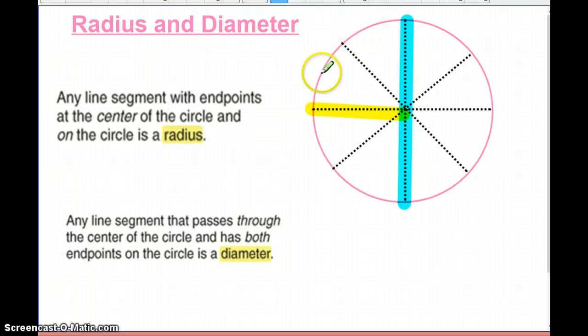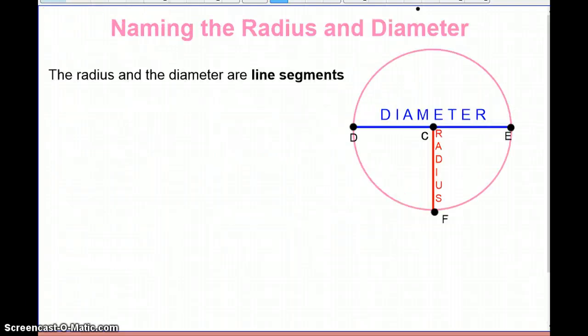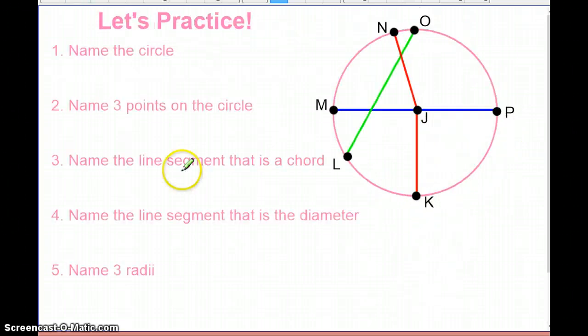And then the third word is a chord. A chord has 2 endpoints on a circle, but it doesn't necessarily go through the center. It can go through the center, but it doesn't have to. So this is called a chord. And we see that right here. Here's another example of a chord. Okay? So here's our diameter. Here's our radius. Notice that they are both line segments. Not lines. They don't go on forever. They are line segments. Okay?